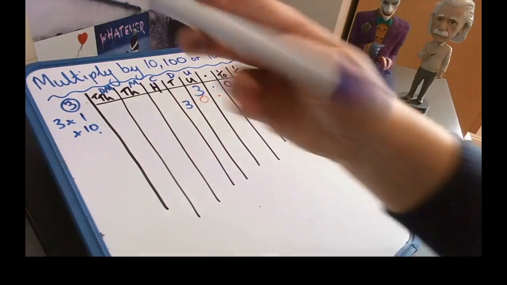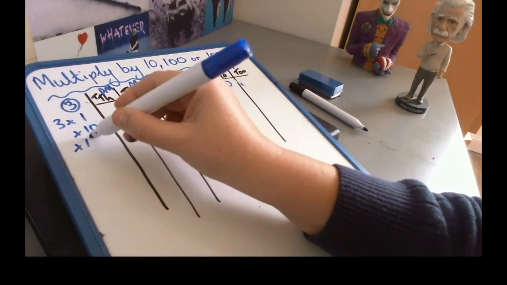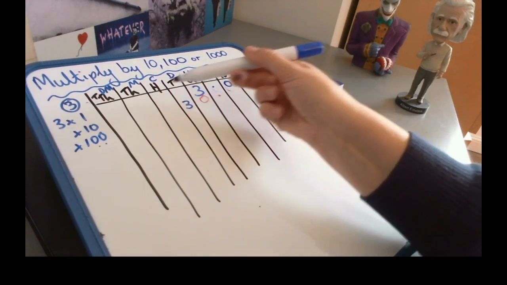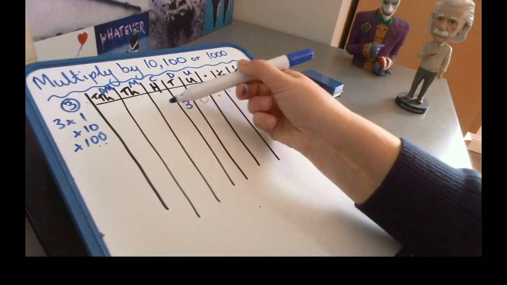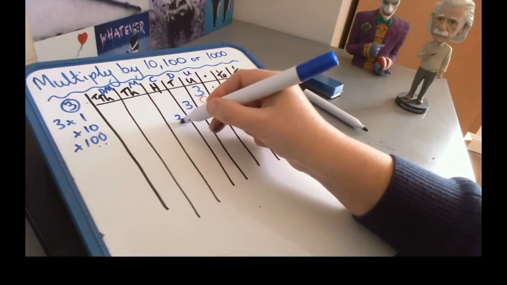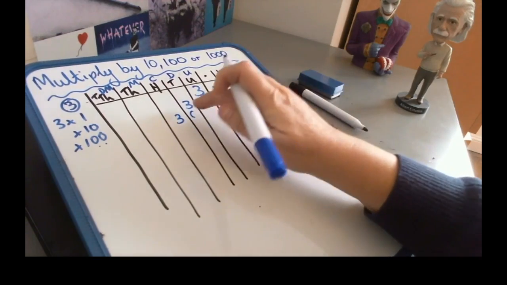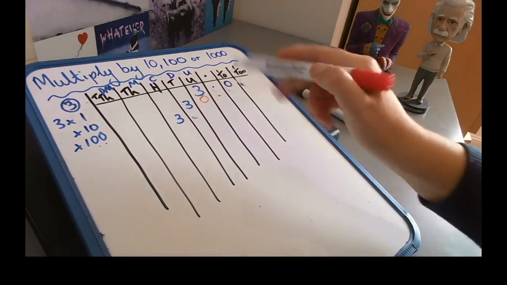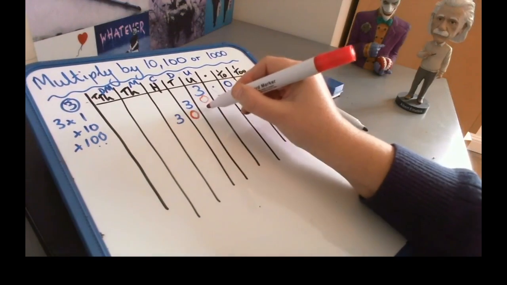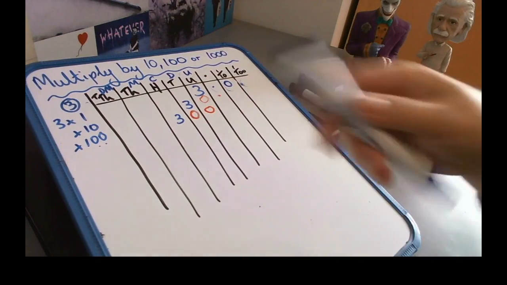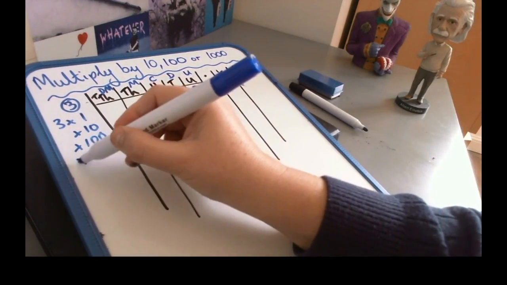Okay, what happens if we multiplied by 100? Well, this time there are 2 zeros, so we know we have to move this 3 twice. So we go once, twice, so the 3 goes into the hundreds this time, and we're going to keep place because there's nothing in the tens, nothing in the units, nothing is obviously 0. 300.